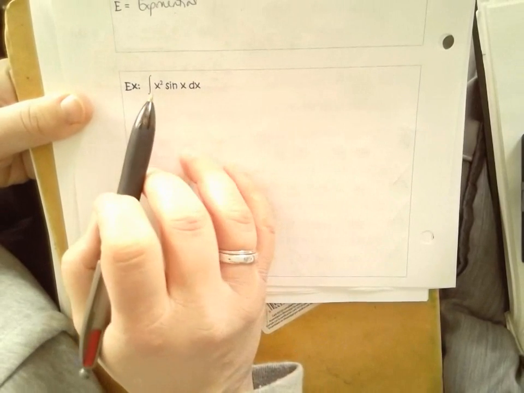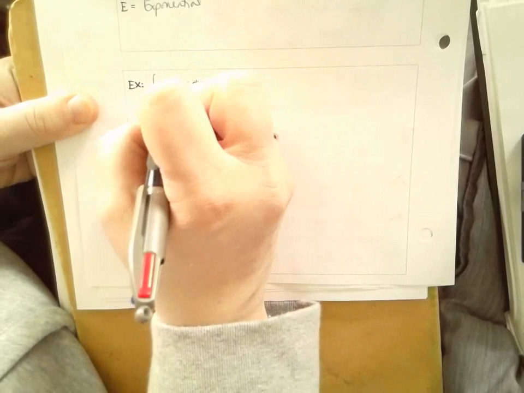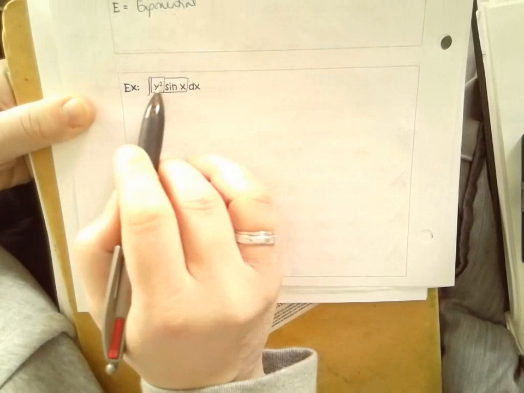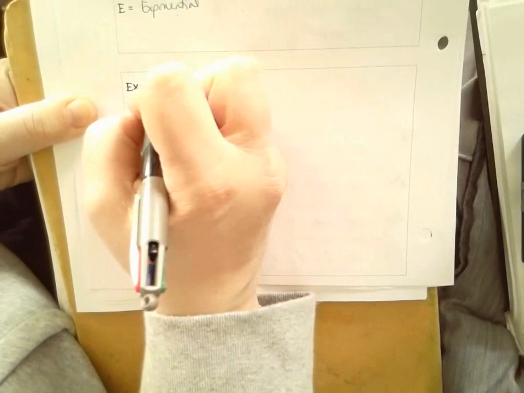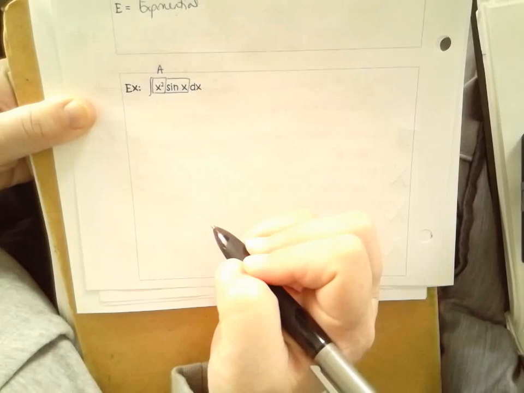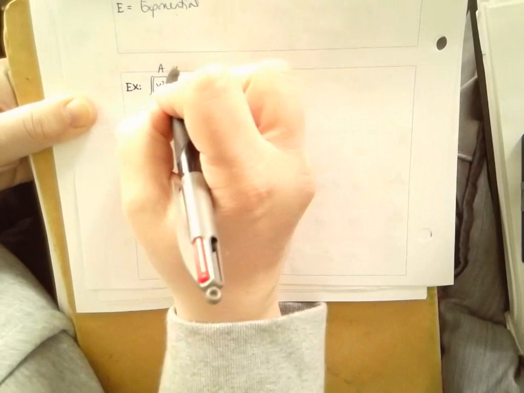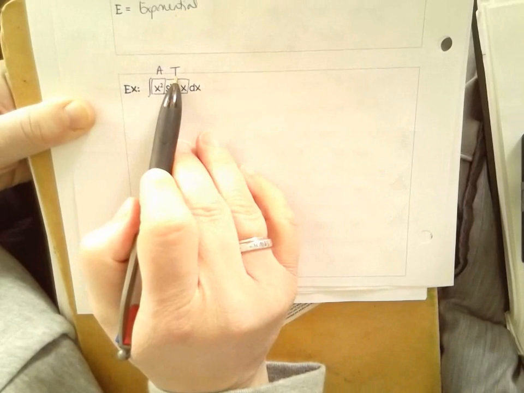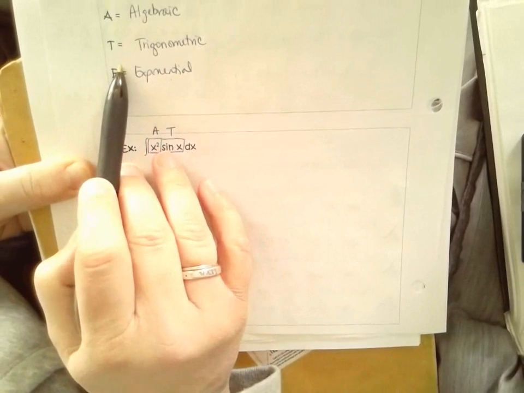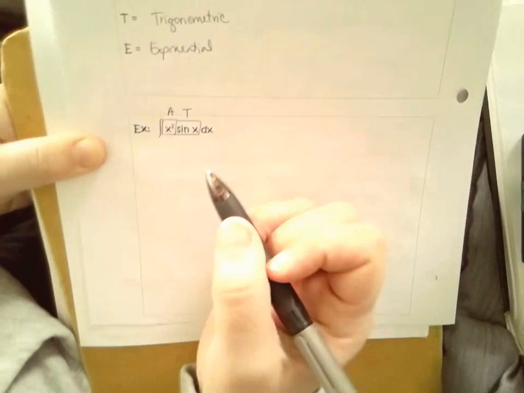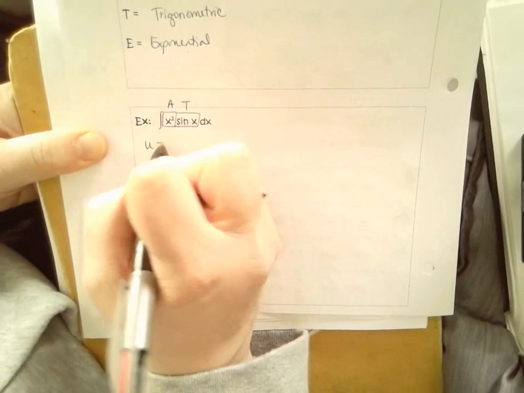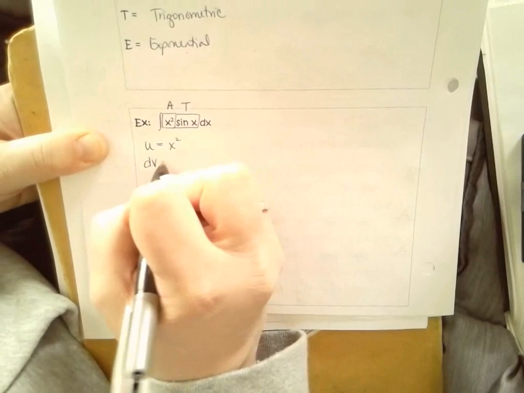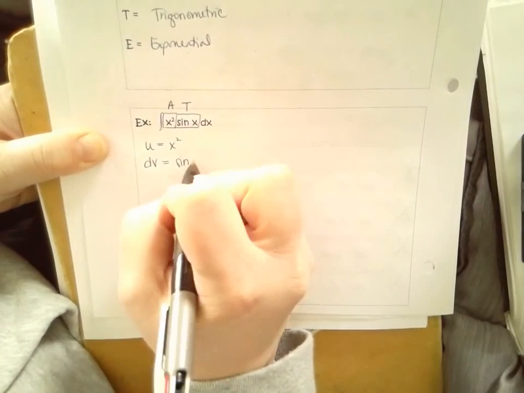All right, so do I have a logarithmic piece? Or better yet, what do I have? So I have 2 pieces that are considerably different. The first piece would be considered algebraic, x squared. Sine x would be considered trig. Now, of algebraic and trig, which one comes first in the LIATE acronym? And the answer would be algebraic. If that's the case, assign u the algebraic piece and assign dv the next part.